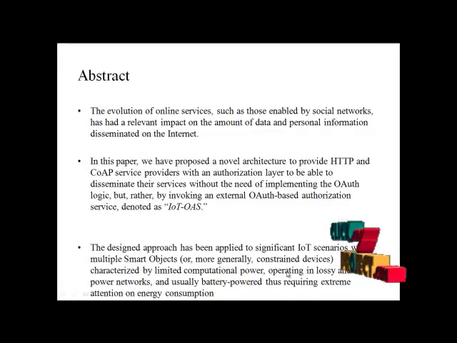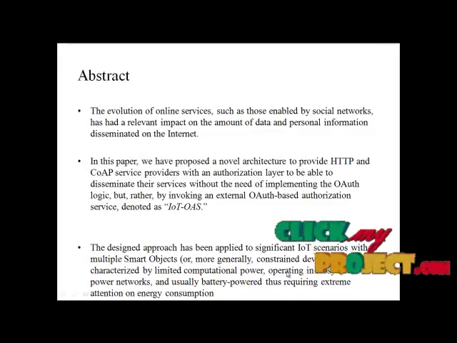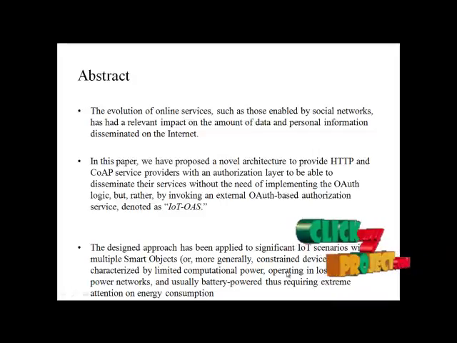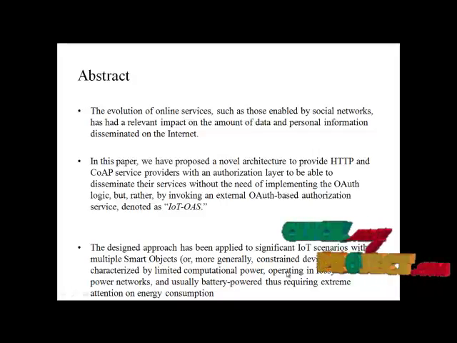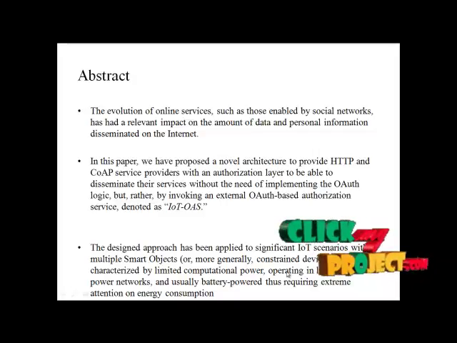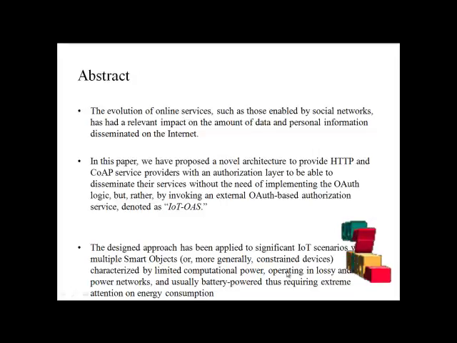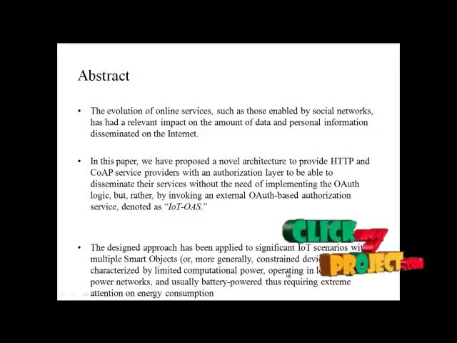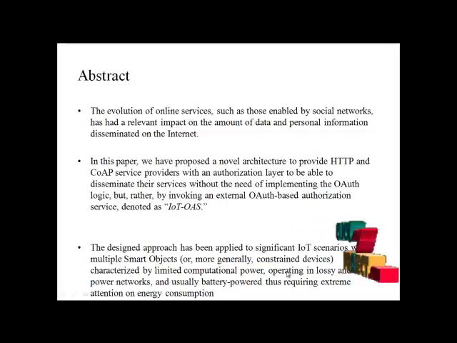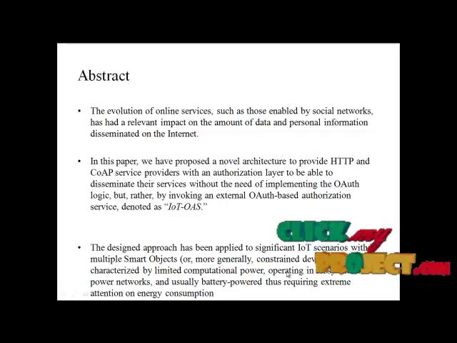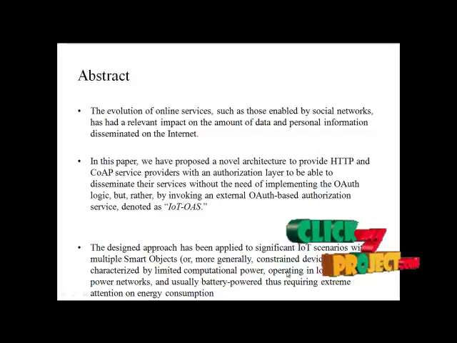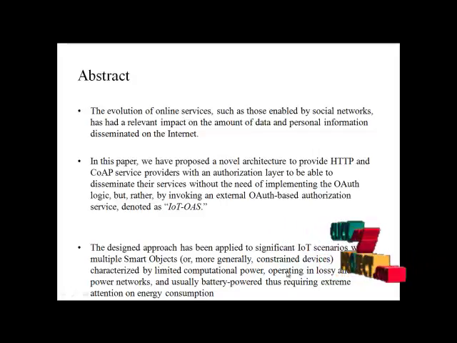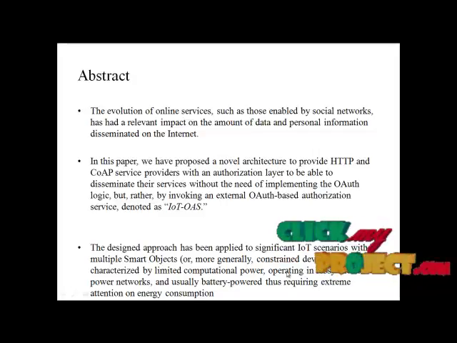Now let me discuss the abstract of our process. The evolution of online services such as those enabled by social networks has had a relevant impact on the amount of data and personal information disseminated on the internet. In this paper, we have proposed a novel architecture to provide HTTP and CoAP service providers with an authorization layer to be able to disseminate the services without the need of implementing the OAuth logic, but rather by invoking an external OAuth-based authorization service known as IoT-OAS.